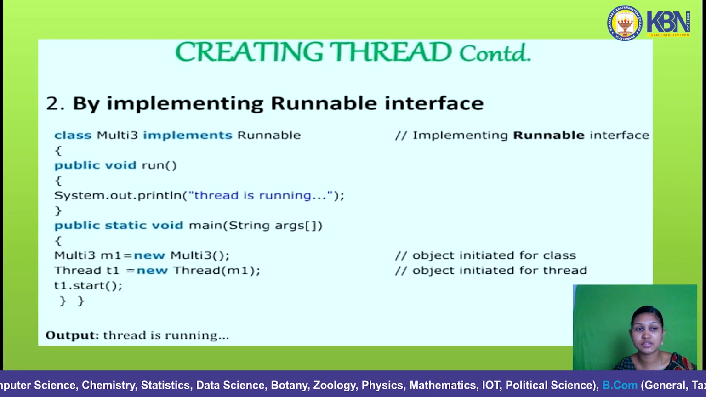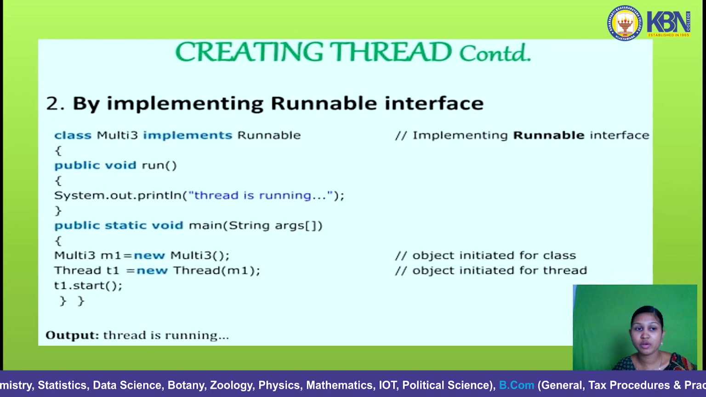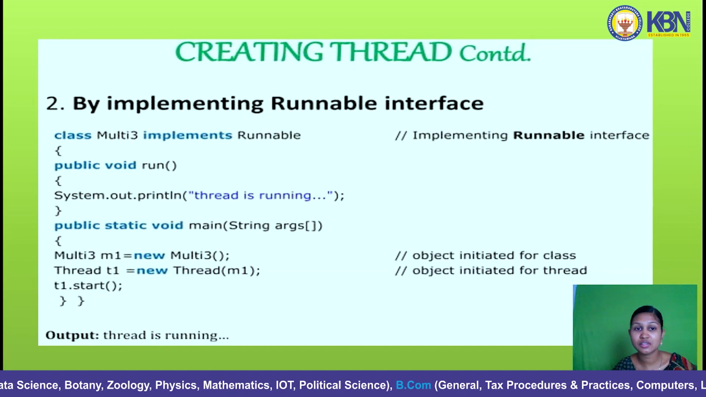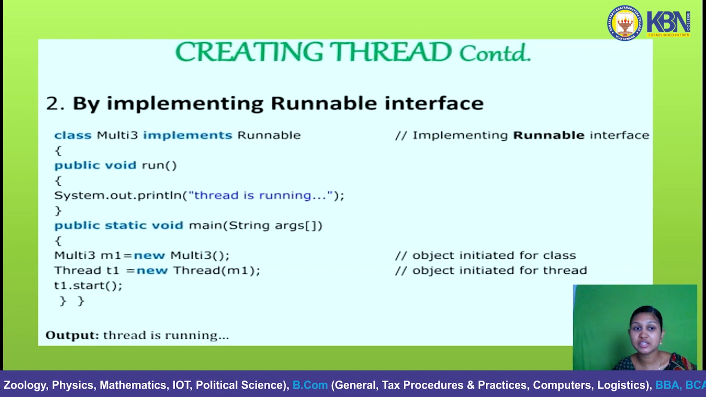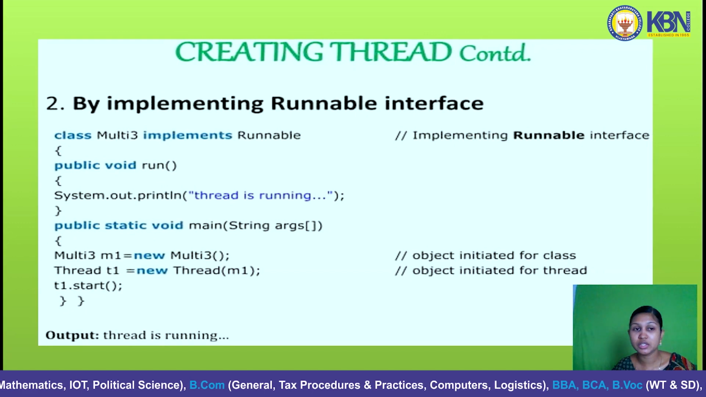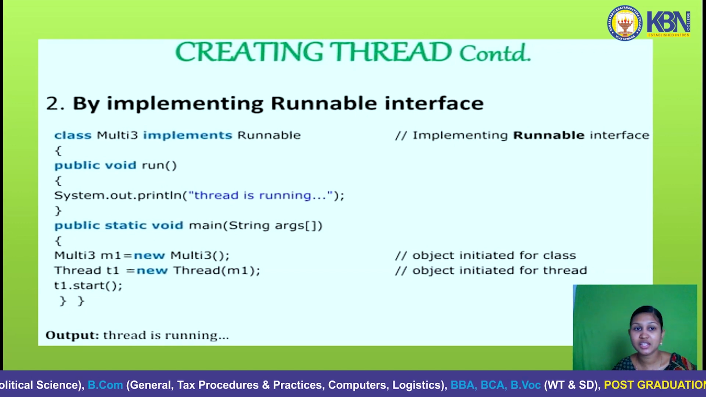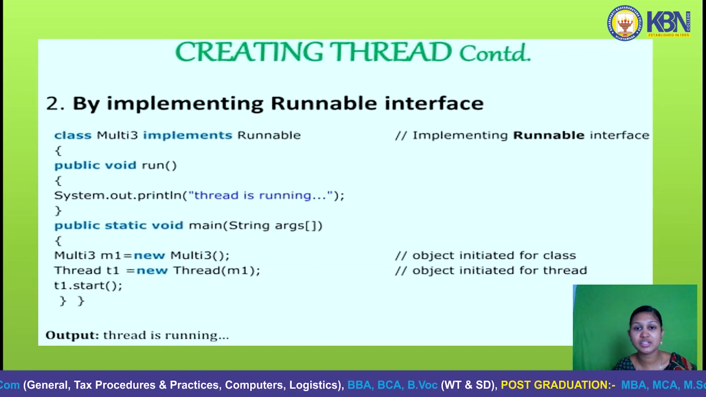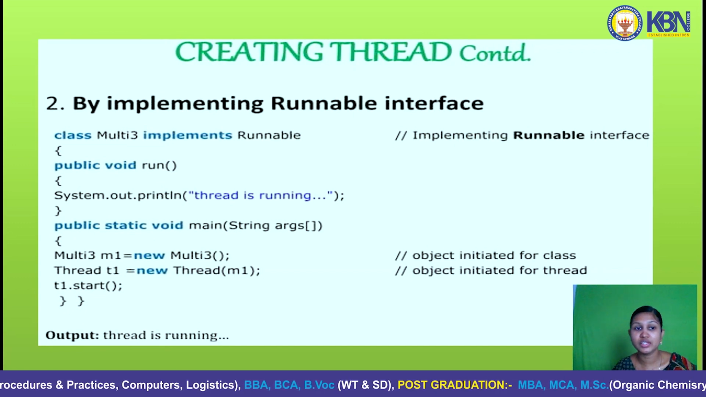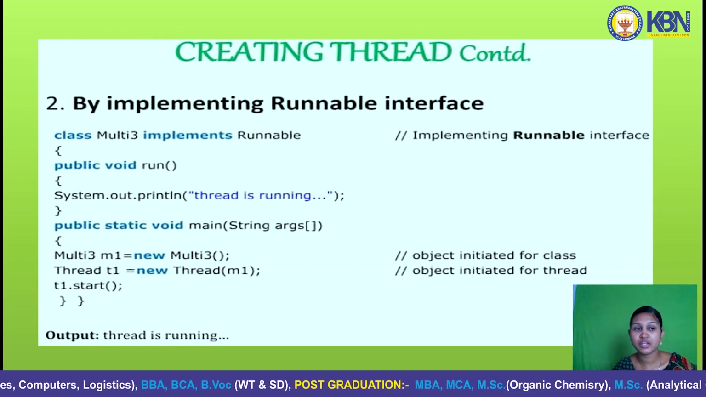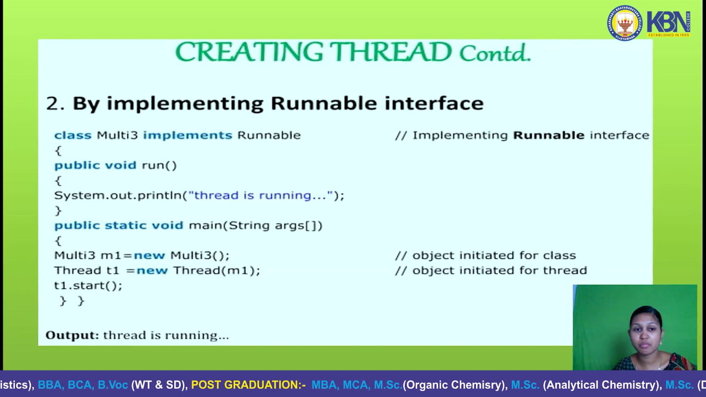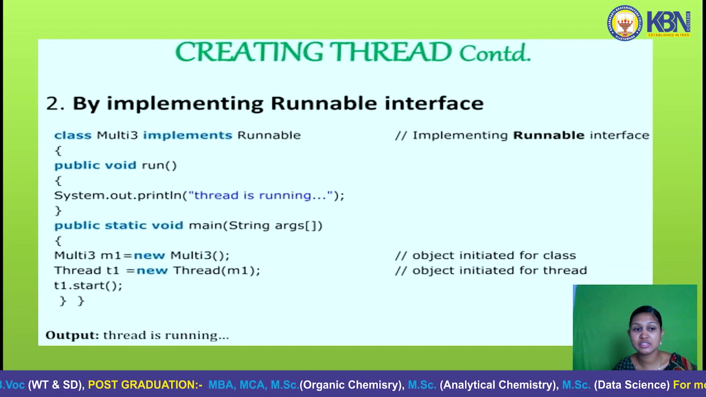Now let's see the example. In the previous example, we saw multi extends Thread. Here, multi3 implements Runnable. In the previous program I extended the Thread class; in this program I am implementing the Runnable interface. Here the thread is created and finally the run method is there. In this run method I am giving the print statement "thread is running".